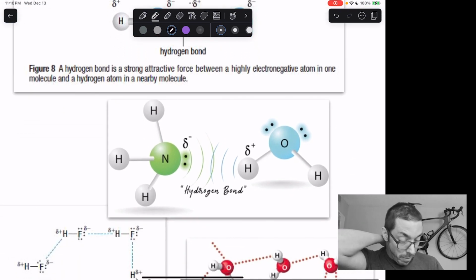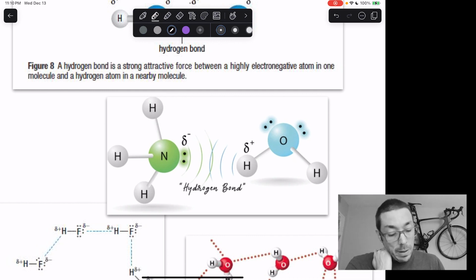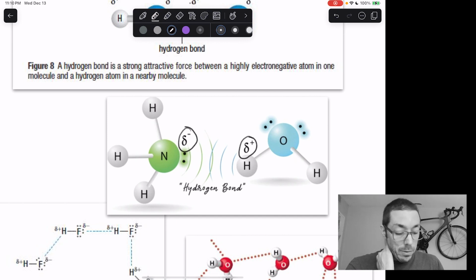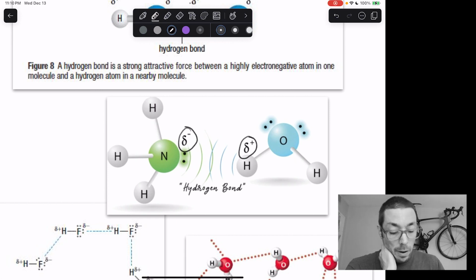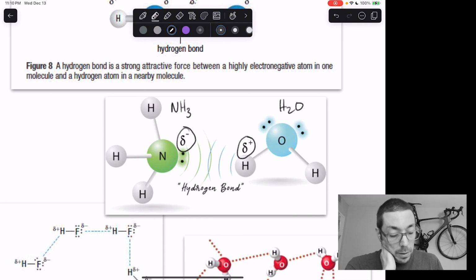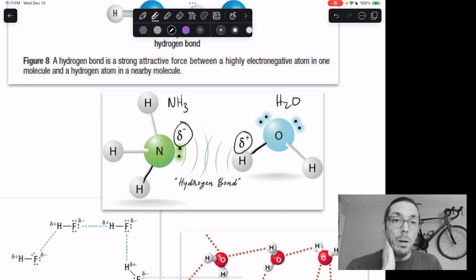Here's a hydrogen bond between NH3, so the slightly negative end for nitrogen and the positive end for hydrogen. So you can have hydrogen bonding between 2 different molecules here, water and NH3. This is ammonia, common name. So there's another hydrogen bond. This hydrogen is attached to an oxygen and this nitrogen is attached to a hydrogen. So that qualifies as a hydrogen bond as well.